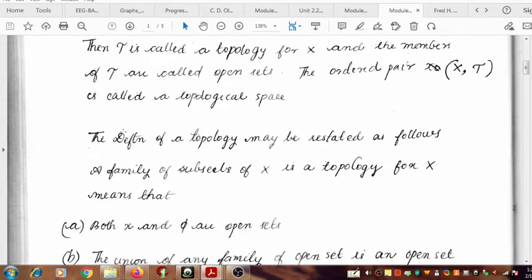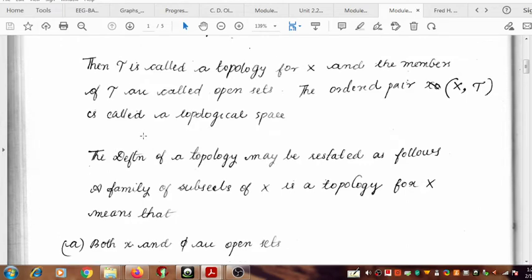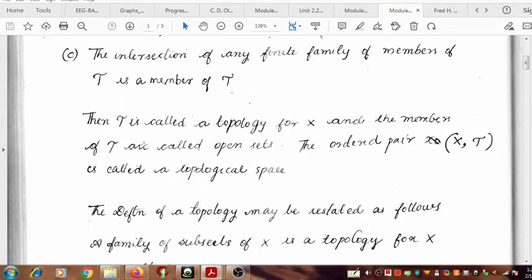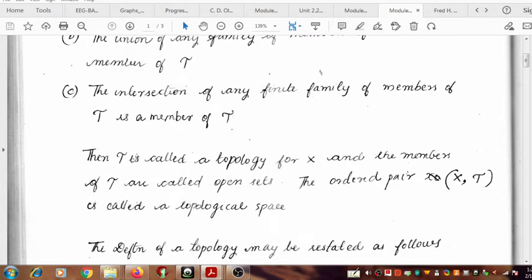Another important thing is that in the case of topological spaces, we say that a subset of X is an open set only when it belongs to the topology which is defined there. Whether a set is open or not depends only upon the topology which is defined there.